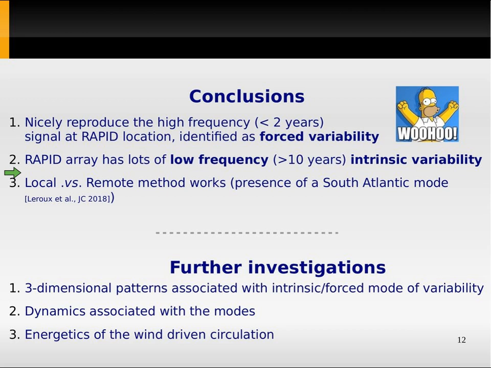And also the third conclusion, which I haven't discussed that much, but I'd like to point out, is that the method we set up for differentiating the local versus the remote origin of the variability seems to work pretty well, because we have the presence of a South Atlantic mode that can be filtered out by specifying an open boundary condition as climatological.